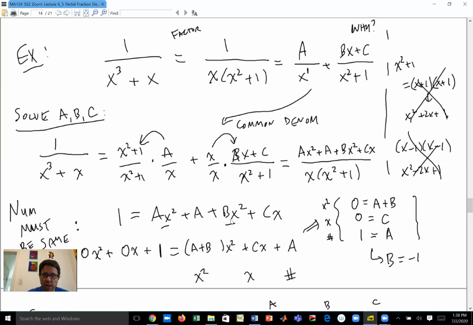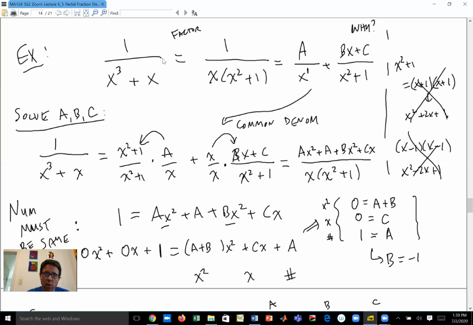And then realize that the x squared terms on the right, which is a plus b, has to equal the x squared terms on the left. And there aren't any, so a and b have to add together to get 0. Similarly, the x term on the right, which has c as the coefficient, has to be 0, which is the coefficient on the left. So c has to be 0, and similarly, the number terms give that a is 1. Very simple system. a is 1, so b has to be minus 1.